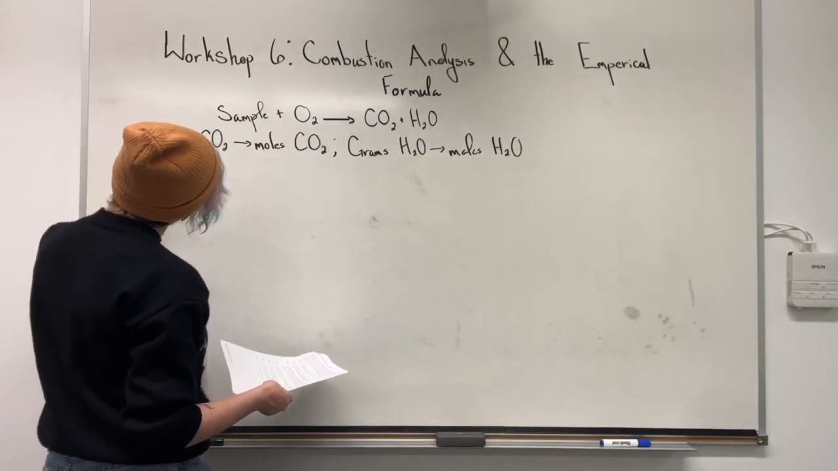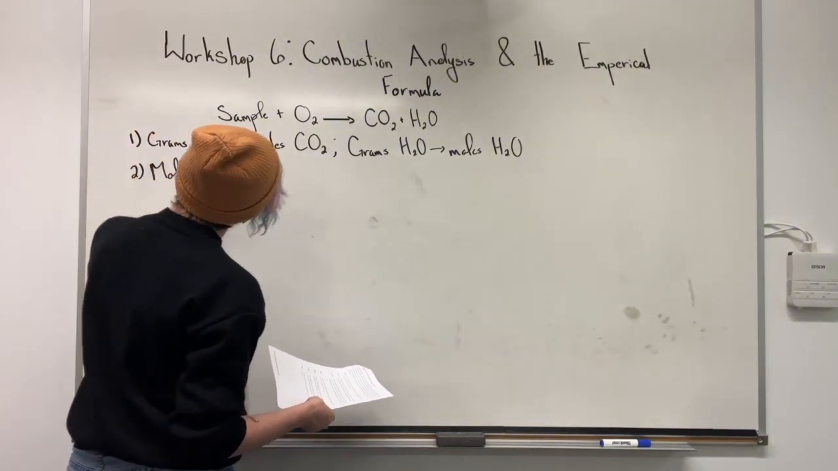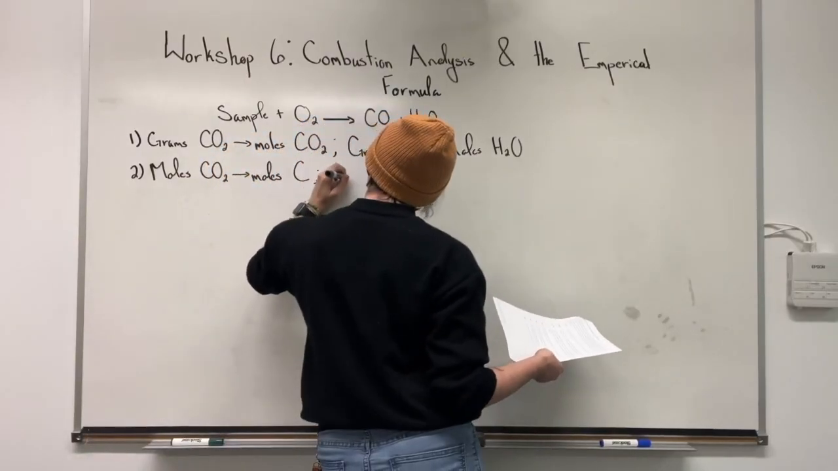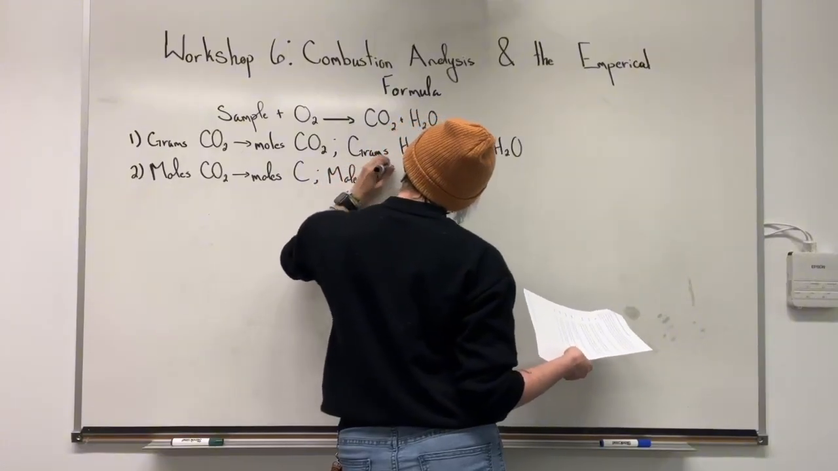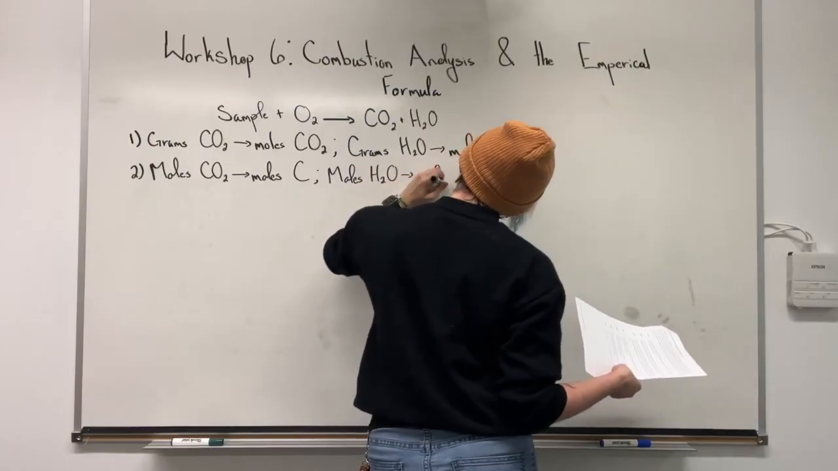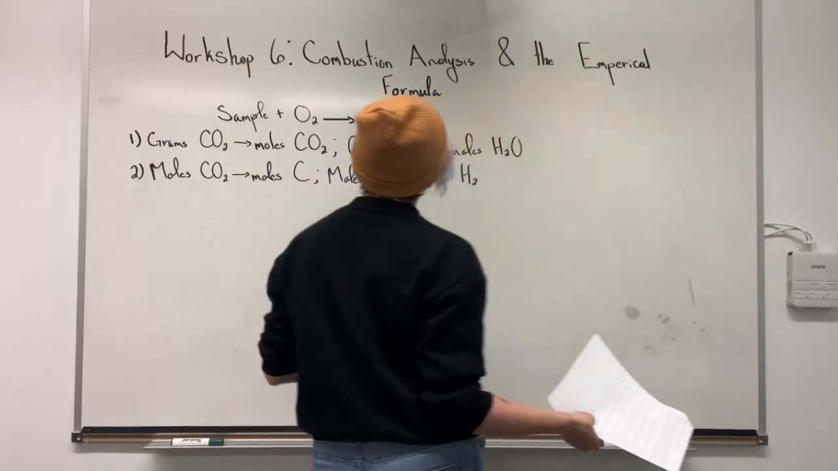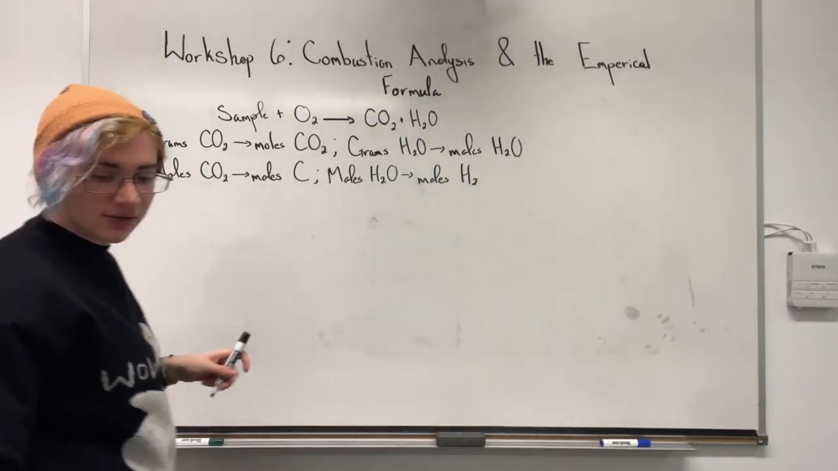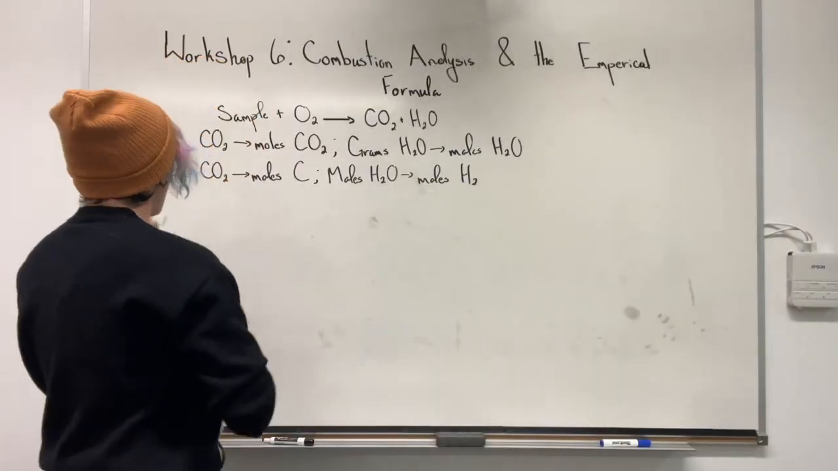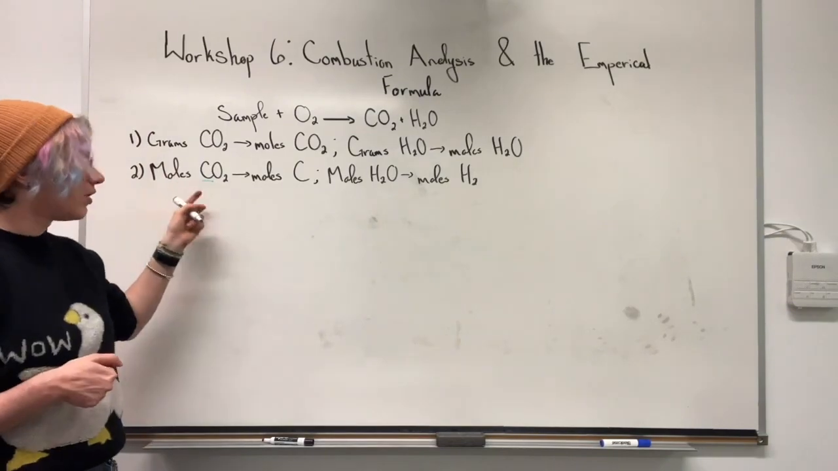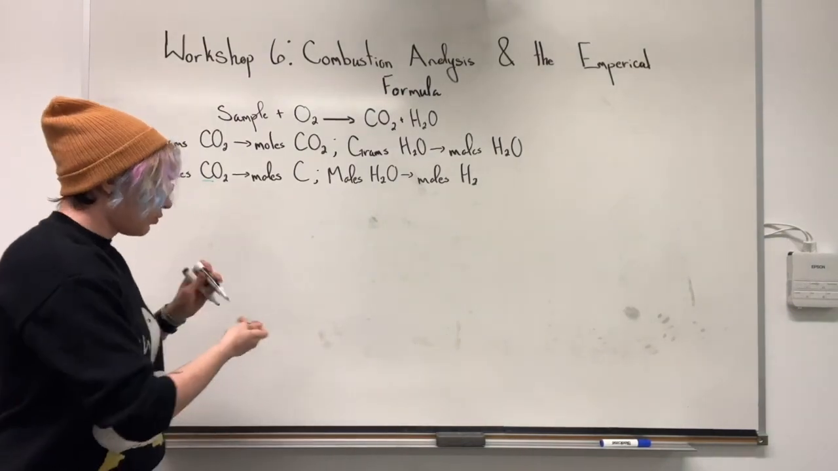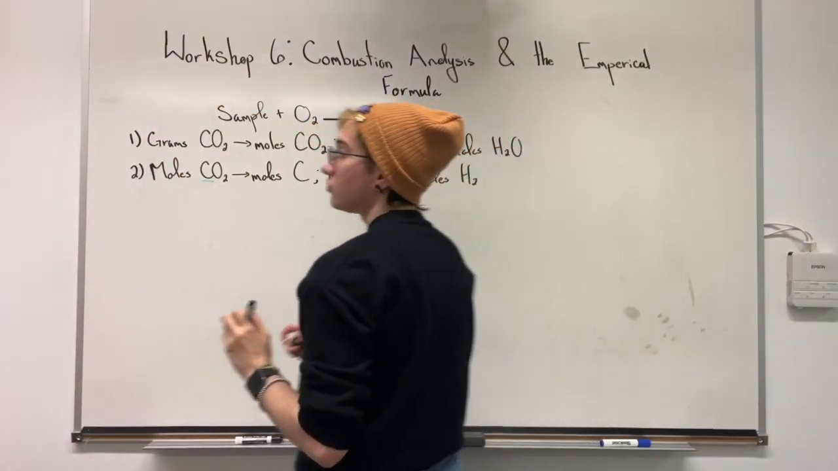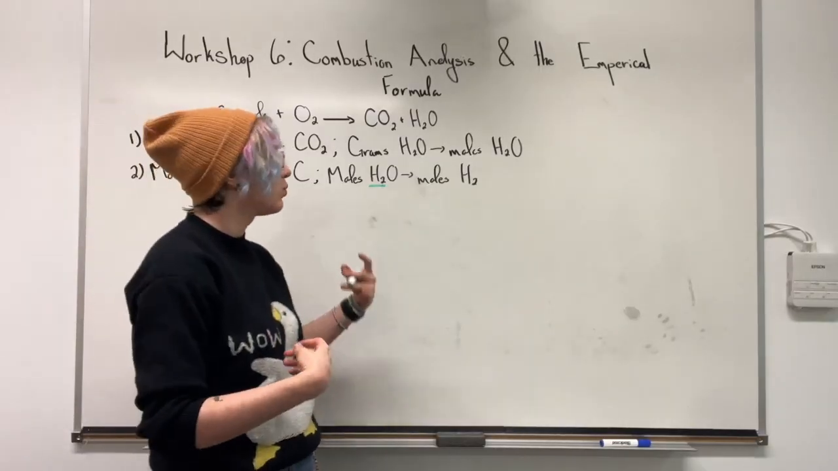You are able to go from moles of carbon dioxide into moles of carbon, and you're able to go from moles of water into moles of hydrogen. And that is due to the molar ratios told to us by the formula itself. If carbon dioxide is CO2, then there is 1 mole of carbon needed to make 1 mole of carbon dioxide. It's a 1-to-1 ratio. In water, if it's H2O, that 2 subscript tells us that we need 2 moles of hydrogen to make 1 mole of water.